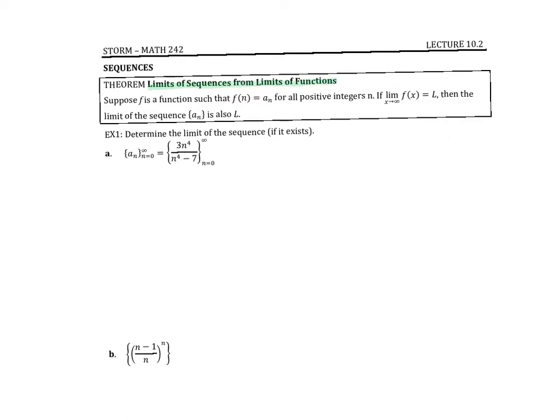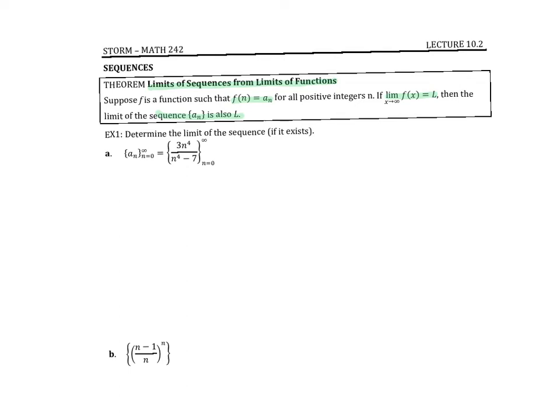And this theorem says that if you define a function to be equal to your sequence, and if that function has a limit, then the sequence will have the limit and it'll be the same. So what that means is we no longer have to make a table of values and make a conjecture. All we have to do is define our function.